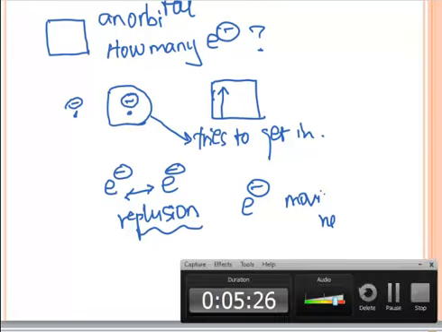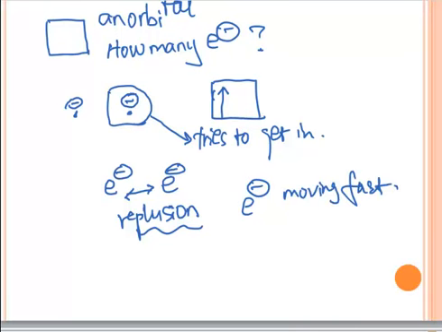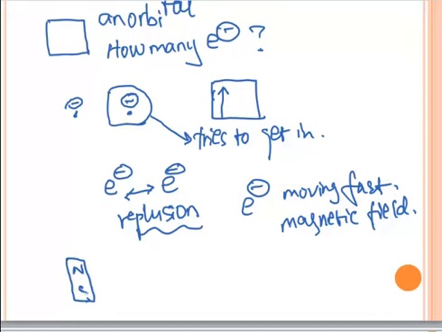When electrons are moving fast, they actually generate a magnetic field. You can represent it by a magnet. This is the north end, this is the south end. So this is for one electron. And the other electron, if it moves and spins in the opposite direction, it can generate a magnet like this, but this one has to be opposite.